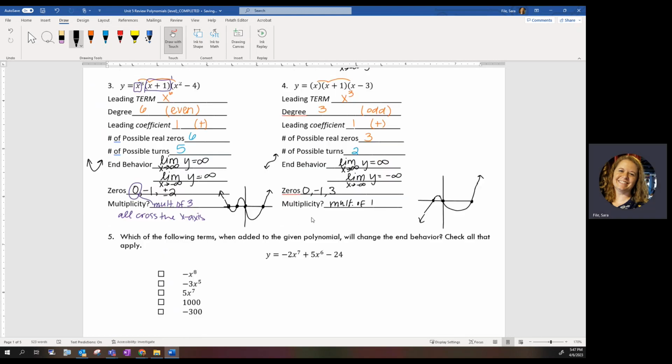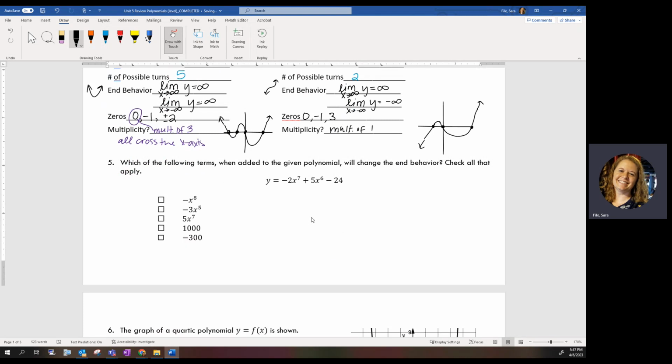All right, let's look at number 5. It says, which of the following terms, when added to the given polynomial, will change the end behavior? So again, what affects the end behavior is the leading term. So I just need to know, would anything change the leading term from right now? It is negative coefficient, odd power. So right now it's negative coefficient, odd power or odd degree, whatever you want to call that.